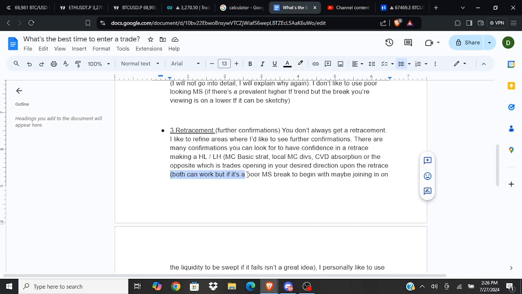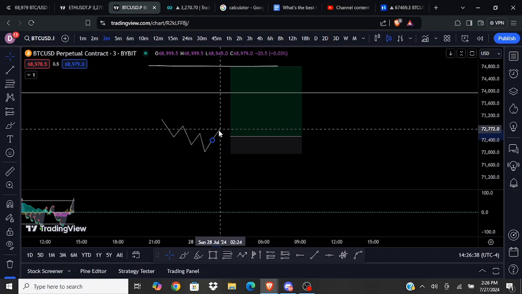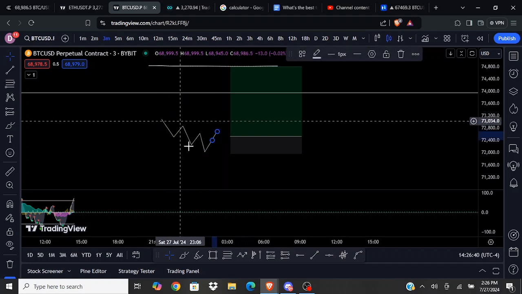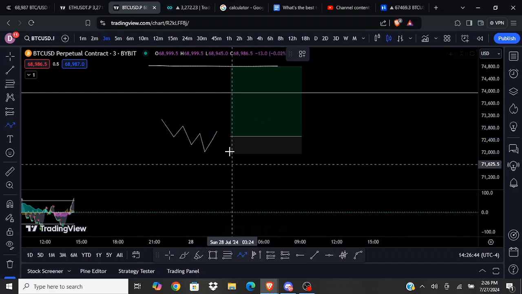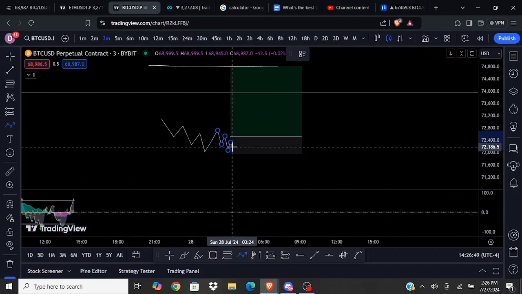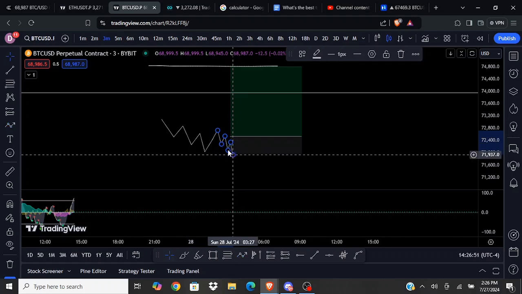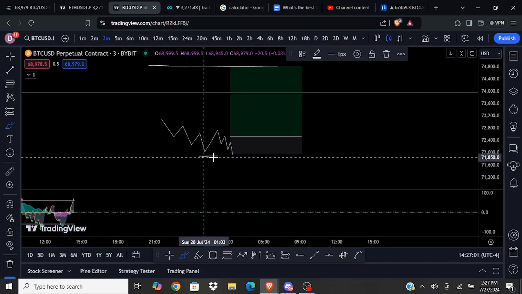Both can work, but if it's a poor market structure break to begin with, maybe joining in on the liquidity that can be swept if that market structure break fails is not a great idea. Meaning, let's say price barely breaks structure here. Maybe there are other reasons to make you think, oh, I don't really trust this market structure break. And then as price starts retracing, it just keeps on putting in lower lows, yet you see people continuing to open up a ton of long orders. Then you would think that, okay, they're probably putting their stop losses down below this low here.